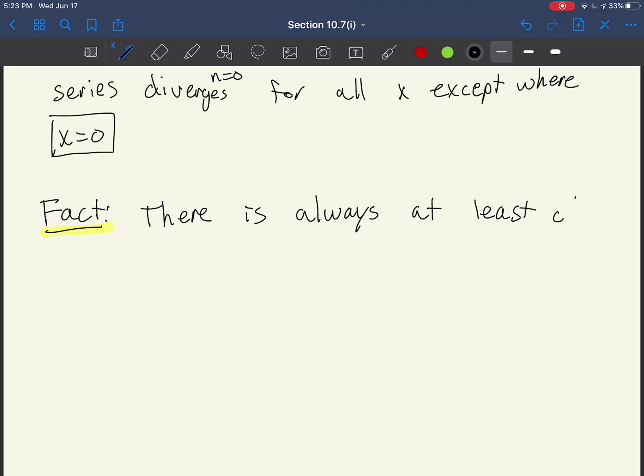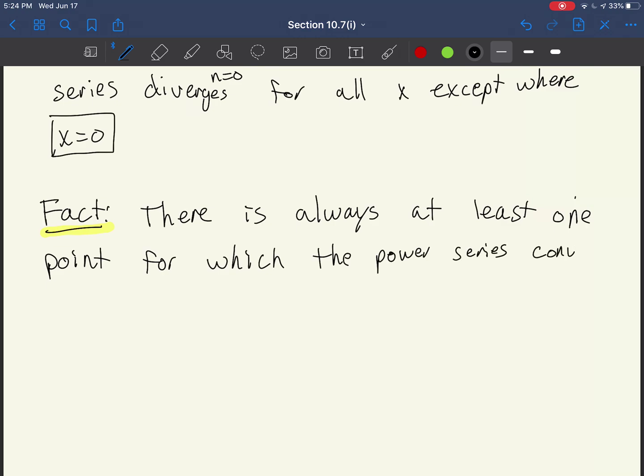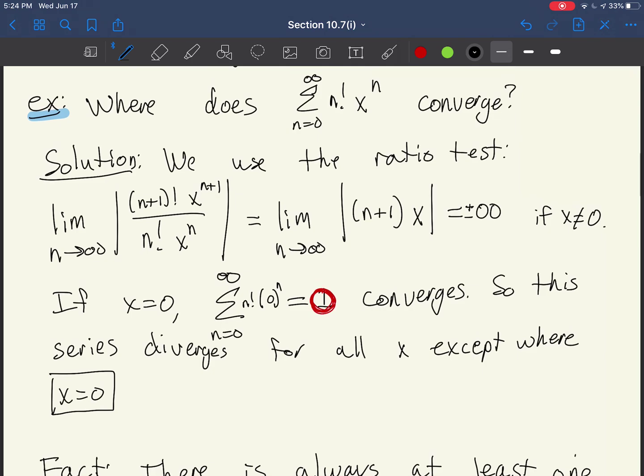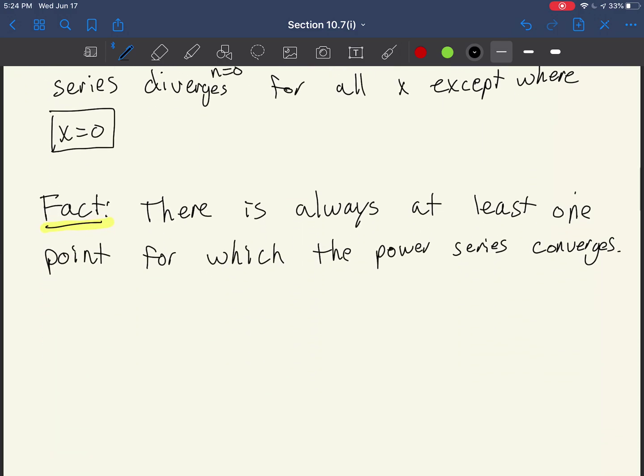There is always at least one point for which the power series converges. As we saw above, this was x equals 0 because we just had x to the n. But remember that a power series can be centered at other points. So we say that it converges for x equals a, and that's on a, which is the center.